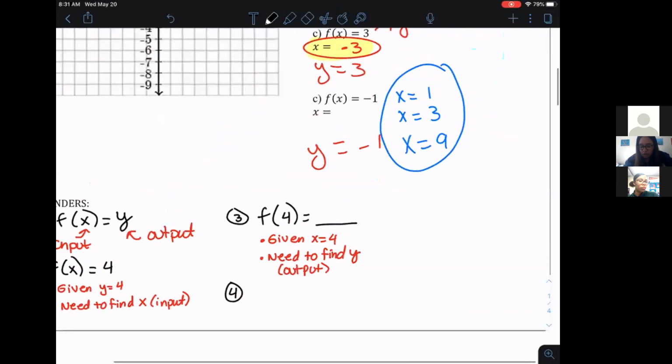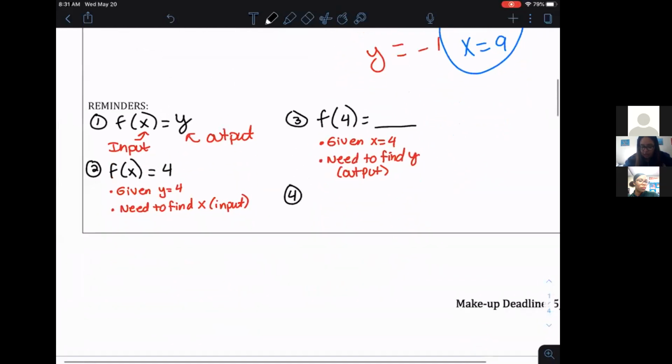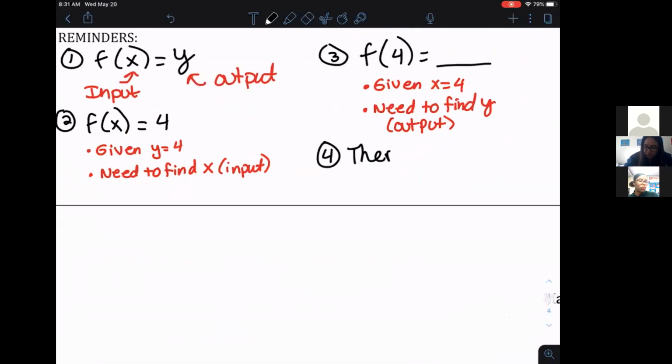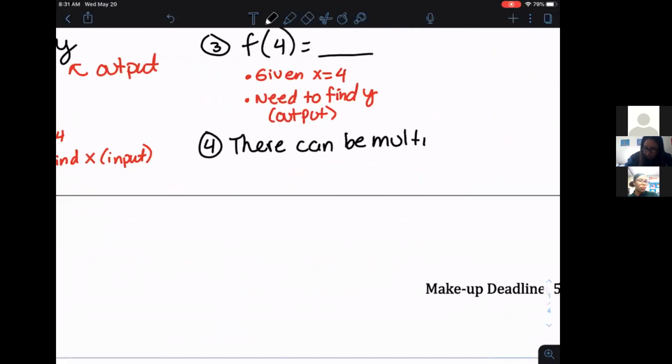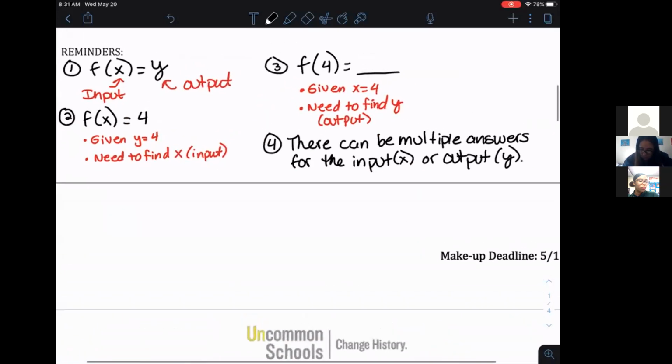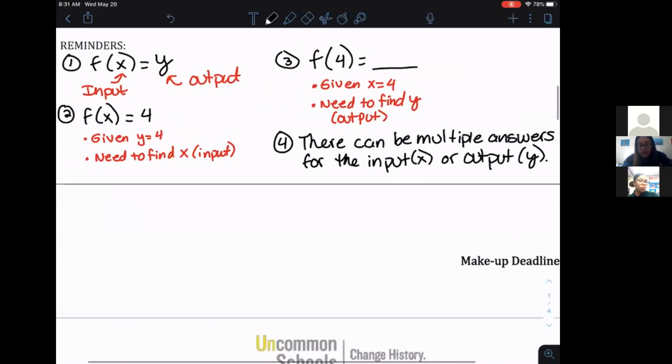of class, like we just saw here in our last example, which is that we can have multiple answers. There can be multiple answers for the input x or output y. And again, these reminders are so that when we are taking our end of year exam, you can come back to them and think to yourself, what did we say that day in class?